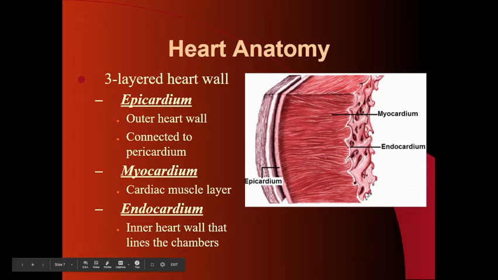The heart itself has 3 layers. The outer layer is the epicardium. That is the outer layer that's actually connected to the pericardium. The heart muscle itself is the middle layer called the myocardium. And the inner wall is the endocardium. And that is what lines the hollow chambers inside the heart.